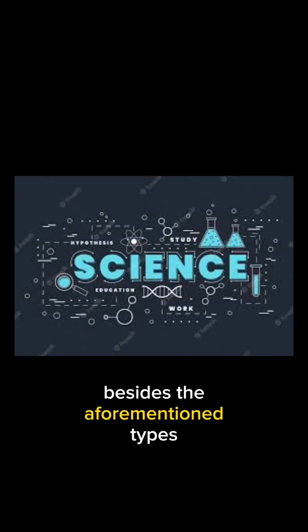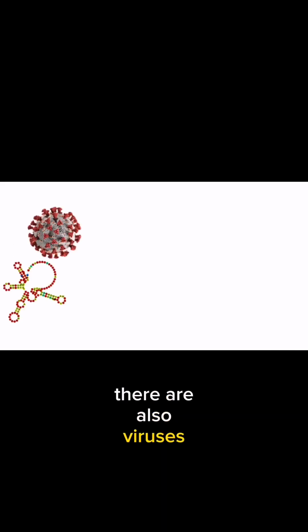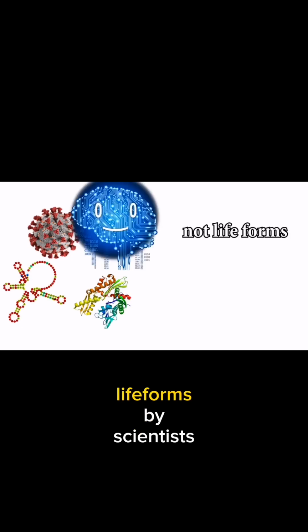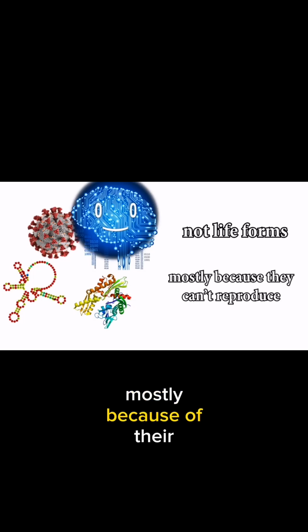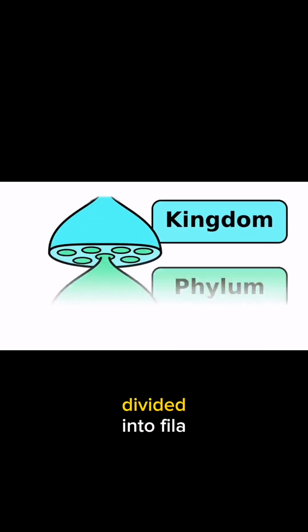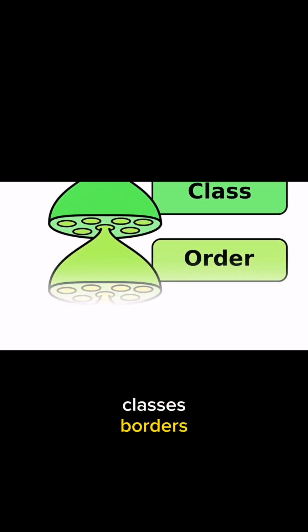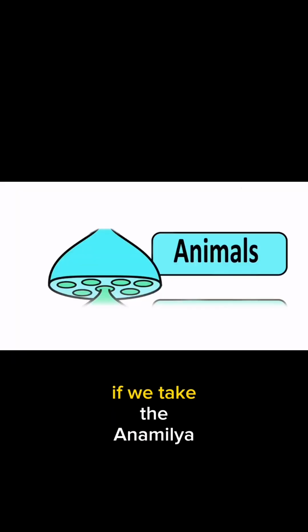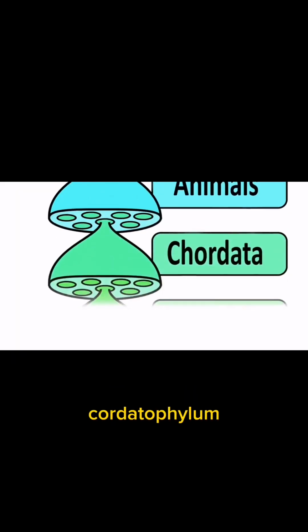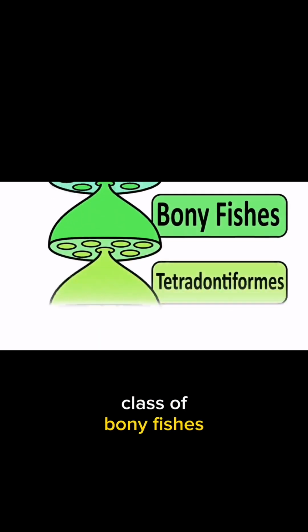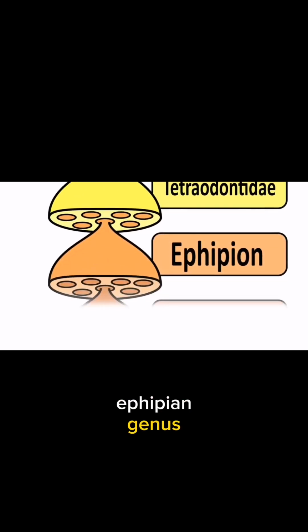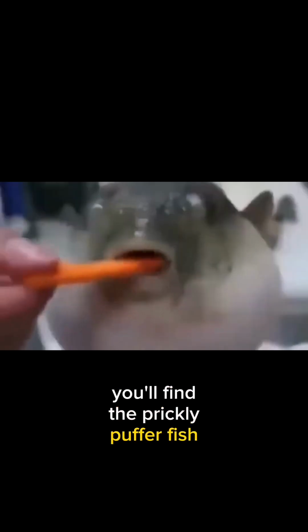Besides the aforementioned types, there are also viruses, viroids, prions, and AI, which are not considered life forms by scientists, mostly because of their inability of making the sex. All these kingdoms are further divided into phyla, classes, orders, families, genera, and species. For example, if we take the Animalia kingdom, Chordata phylum, class of bony fishes, Tetraodontiformes order, Tetraodontidae family, Ephippion genus, you'll find the prickly pufferfish.